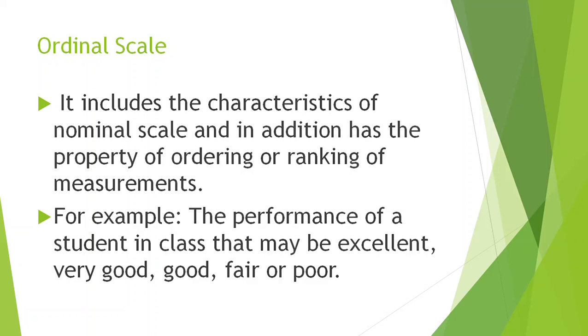Then the ordinal scale. It includes the characteristics of the nominal scale and in addition has the property of ordering or ranking of the measurement. For example, the performance of a student in a class may be excellent, very good, good, fair, or poor. These are all different from each other. Only one will be selected at a time, like the nominal scale, but these have an order included, and these all have different meanings. I think this is clear to you.